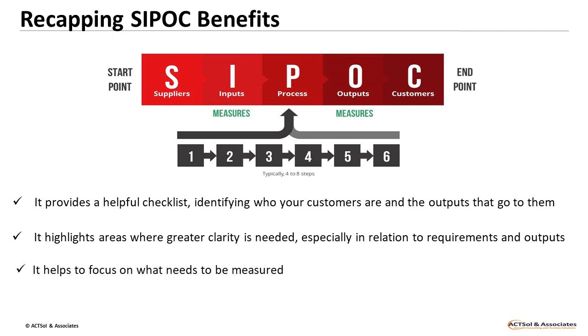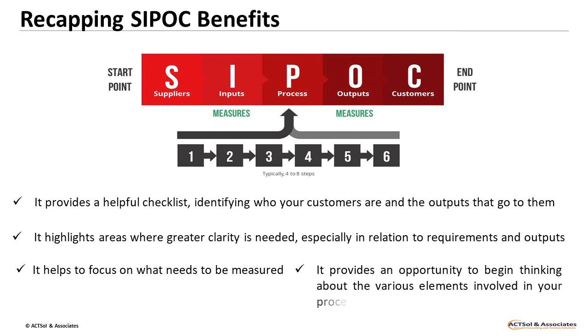For example, how well are you delivering the outputs to your customers, and how well are your suppliers meeting your requirements of them. It provides an opportunity to begin thinking about the various elements involved in your process, whether you have all the information you need, and if segmenting your customers is necessary.